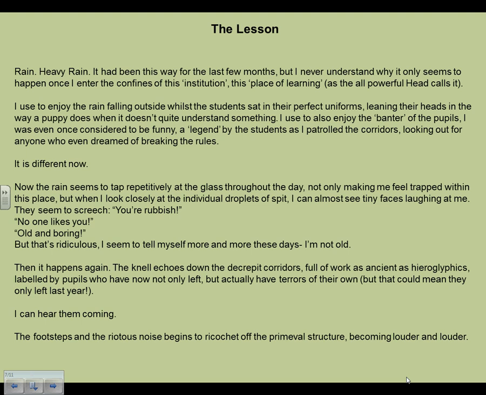So notice that simple paragraph on its own, that's really complex. It's also a nice simple sentence starter. Again, it's going to make the reader engaged. Why is it different now?